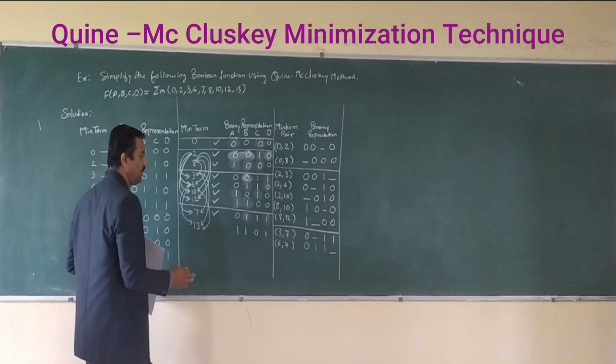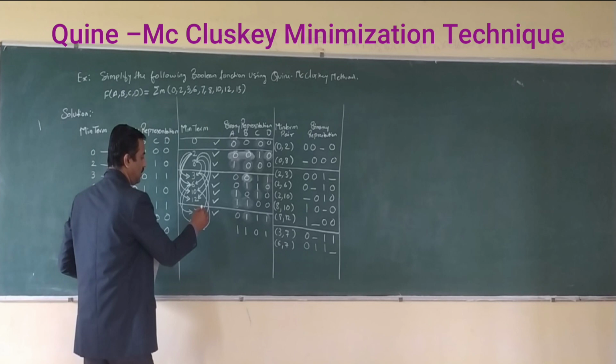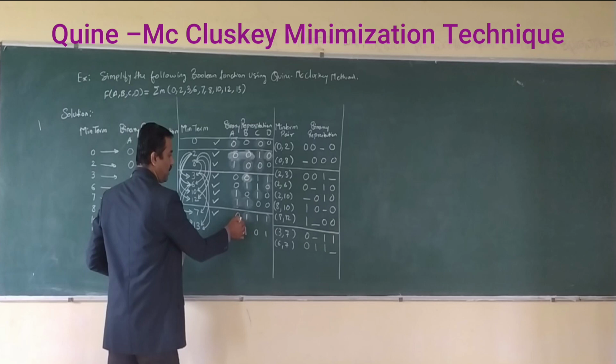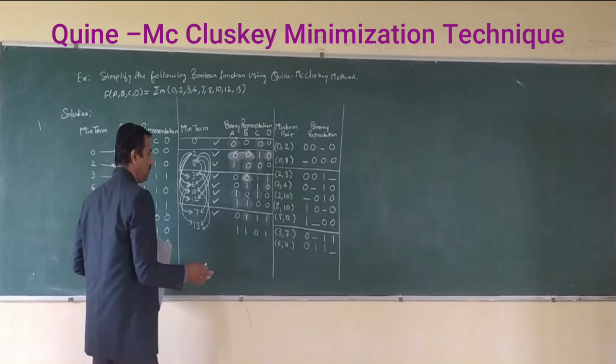So let me check with 12 and 7. It will not work, because here you can see the bit positions are changing in the first, third and fourth. So comparison of 12 and 7 is not possible.